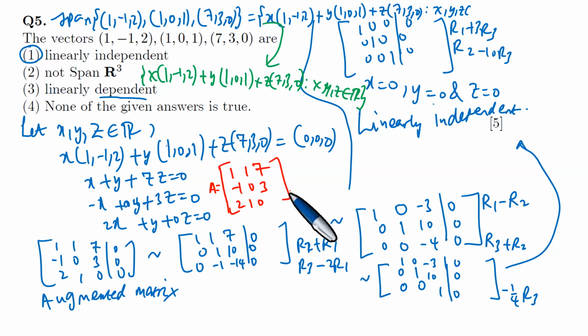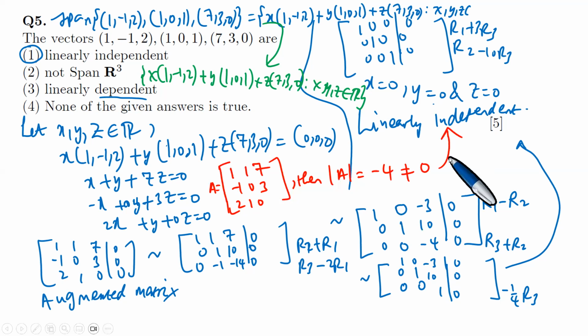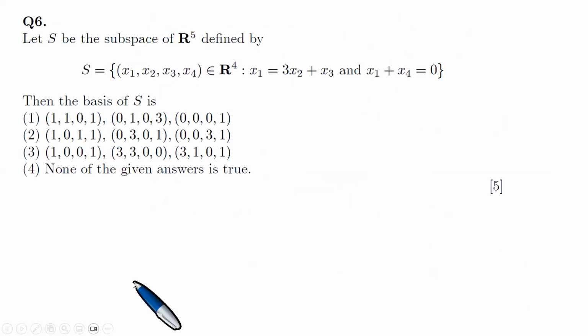And then the determinant of this can be found, and we found it to be minus 4, which is not 0. Because it's not 0, it means they're linearly independent. That's another way of doing this question, just commenting. If you look at question 6 now, what is the basis of this?